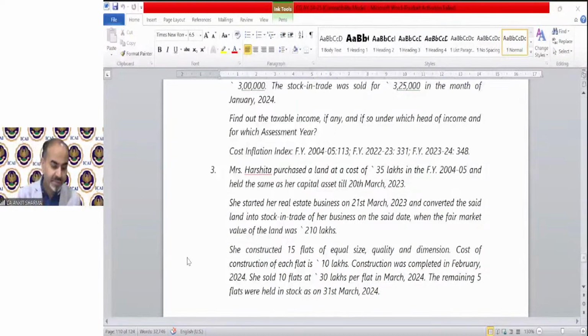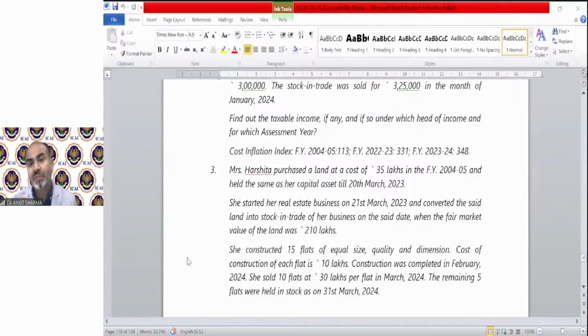Now, third is a very good question. It's a very, very important question also. Please focus, listen to it carefully. Mrs. Harshita purchased a land at a cost of 35 lakh in financial year 2004-05 and held the same as her capital asset till March 2023. She started a real estate business on 21st March 23 and converted the said land into stock in trade of her business on the said date.